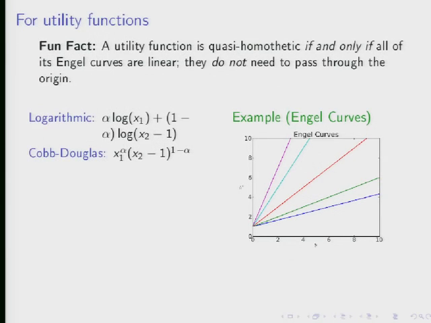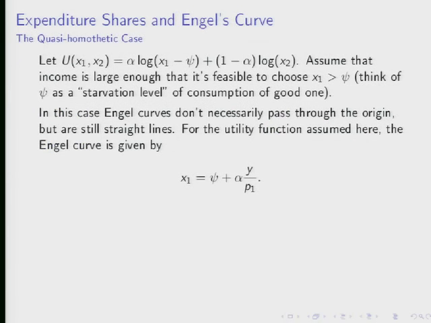So I'm coming back to Engel's law here now. When we think about demand for food, even a very poor person can't spend nothing on food because they'd starve to death. So let's go ahead and think about that case. So I want to devise a utility function that involves the possibility of starvation.